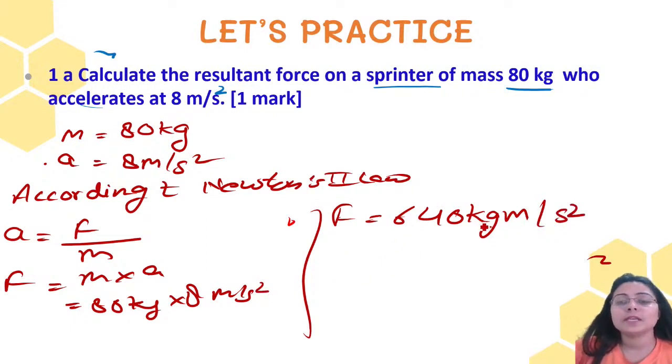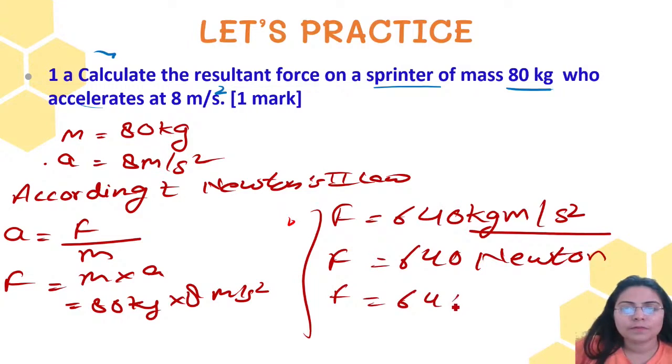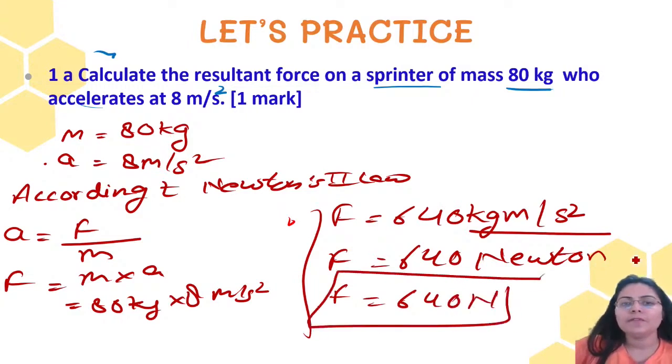Okay, so what is this kilogram meter per sec square called? This unit is defined by Sir Newton only, and it is called Newton. We know that this is the unit of force applied. Okay, F is 640 Newton. So yes, if a sprinter of 80 kg is accelerating at 8 meter per sec square, then the resultant force applied on it should be 640 Newton. That means 80 into 8, mass into acceleration.